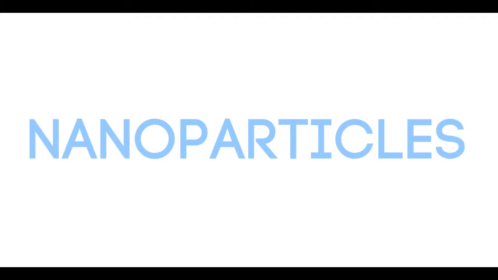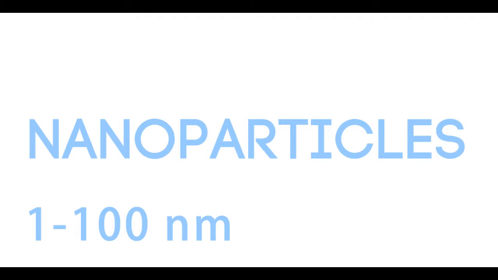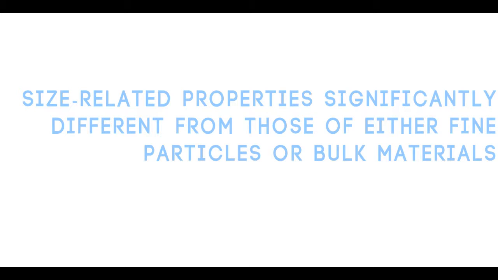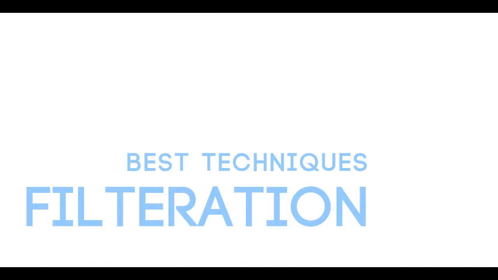Nanoparticles are particles that have diameters between 1 and 100 nanometers. What makes them so special is that they exhibit size-related properties significantly different from those of either fine particles or bulk materials. Filtration is one of the best techniques to remove impurities from liquid. One of the best materials used in the filtration industry is activated carbon.